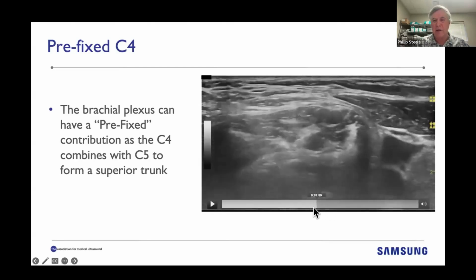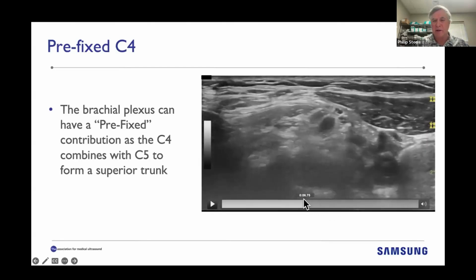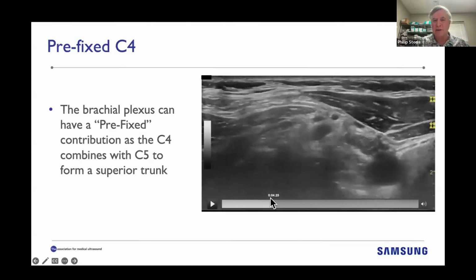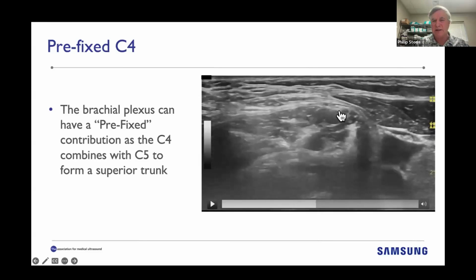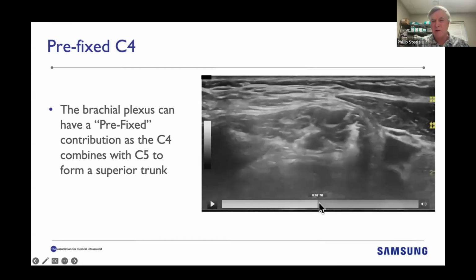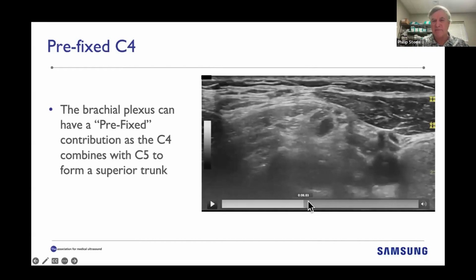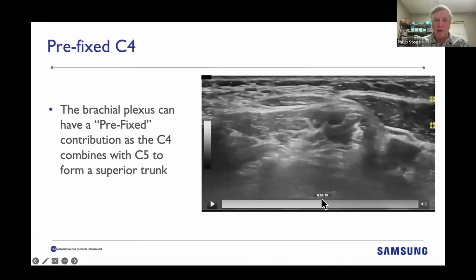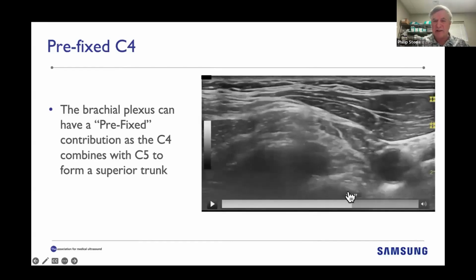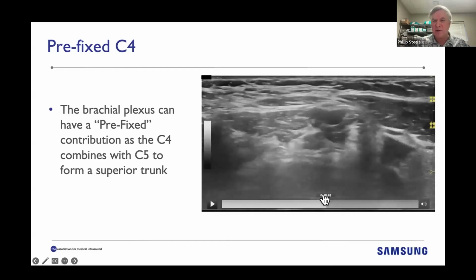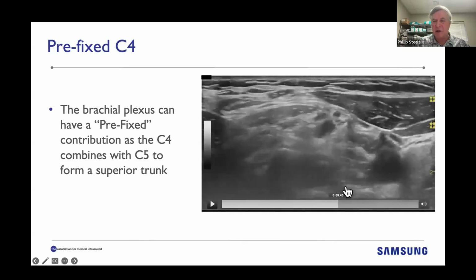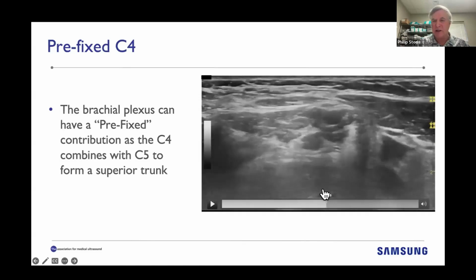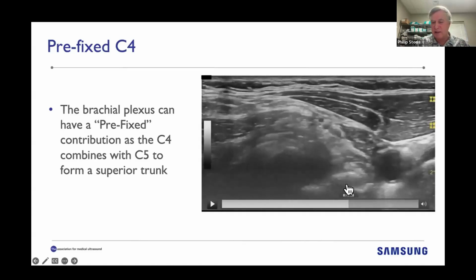And so as we go back, you can see this is all supraclavicular. Now you're going to watch as we do this again, and you're going to see this is C5, this is C6. This C4 joins C5, and that's called a prefixed brachial plexus. So you have a C4 contribution to your C5 component, and that can dramatically change radicular pain patterns. And these are actually not super common, but I see them if you start looking for them.